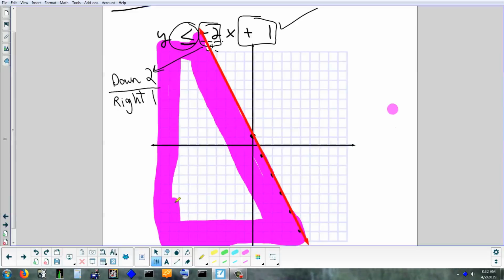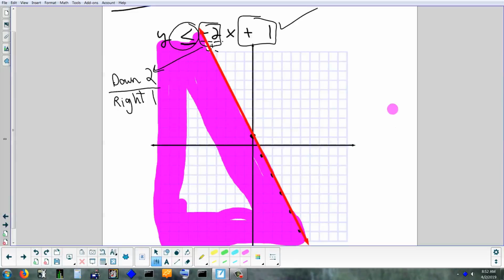Or another way you could think of it for these is, see how my arrow is pointing to the left? Remember we did them on the number line. You had to put the dot and draw a line going in the direction of the arrow. My arrow's pointing left. I want to shade to the left. If it was a greater than, my arrow's pointing to the right. I want to shade to the right.